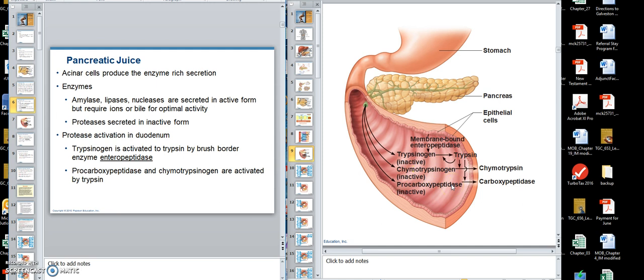Now, we'll talk later as to why you need all these different proteolytic enzymes. Why do you need so many to break down a protein? Why not just have one? We'll talk on that, so for right now, just accept it. But the trypsin, once formed, makes the others become active. So trypsin is the pivotal thing to get them active. All right, so we go a little further.